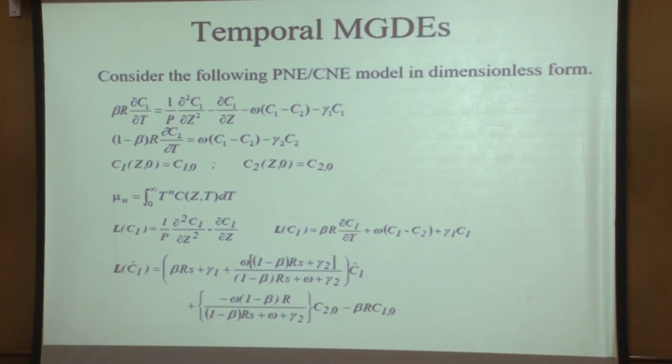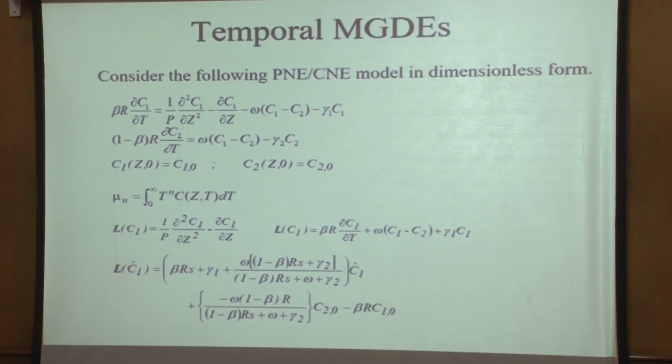C1 and C2 would be the dimensionless concentrations, let's say the mobile and the immobile regions. Omega was the Damkohler number, P is Peclet number, R is retardation, beta, if you recall, is the fraction of, let's say, mobile water and mobile sites to the total water content, the total mobile site. So it's a ratio.